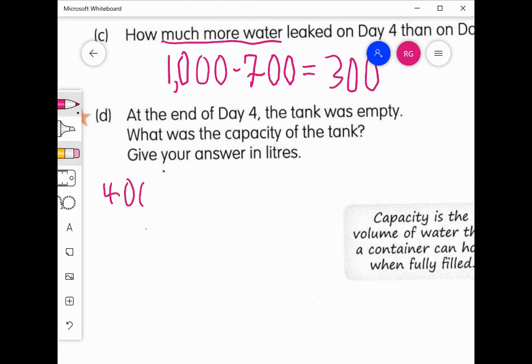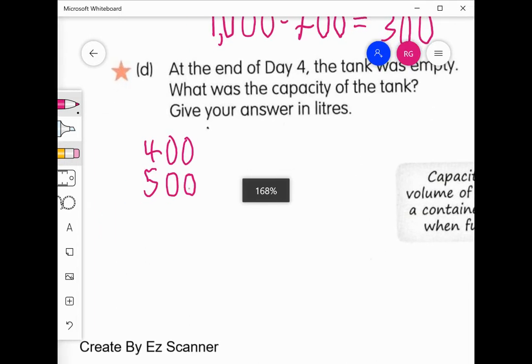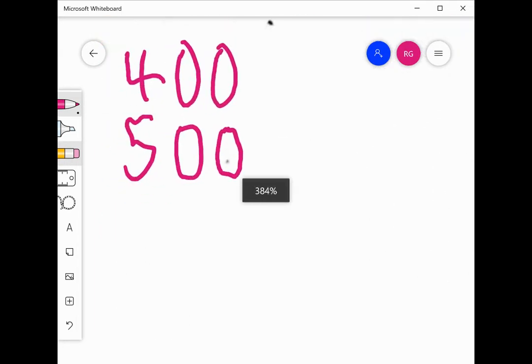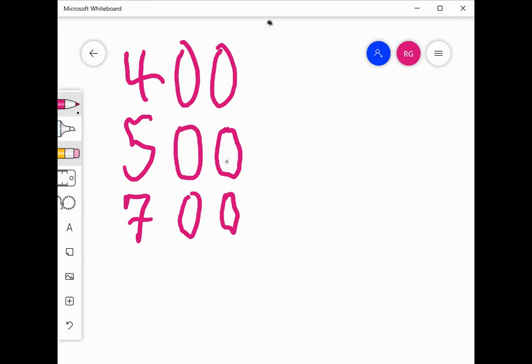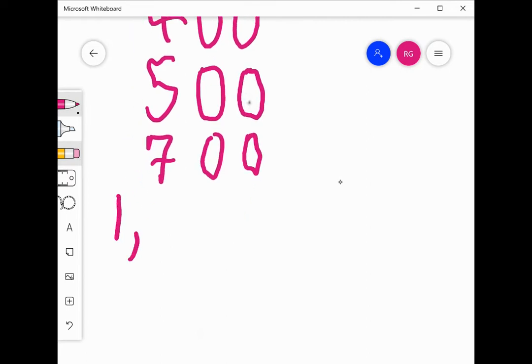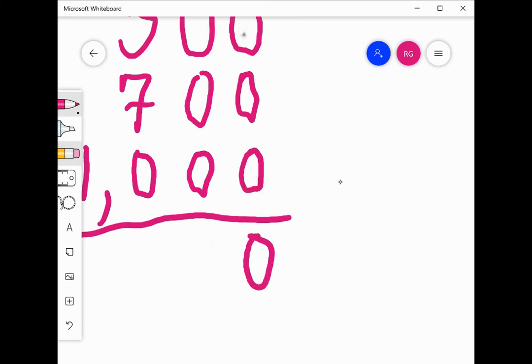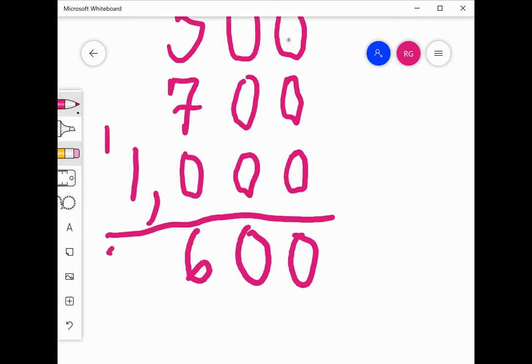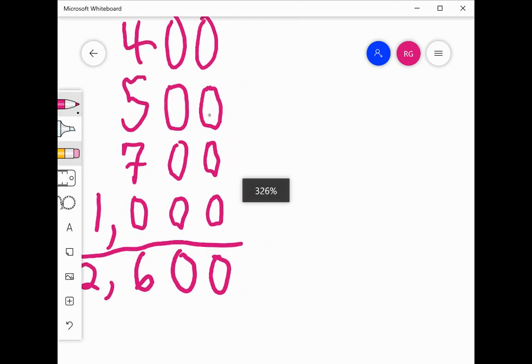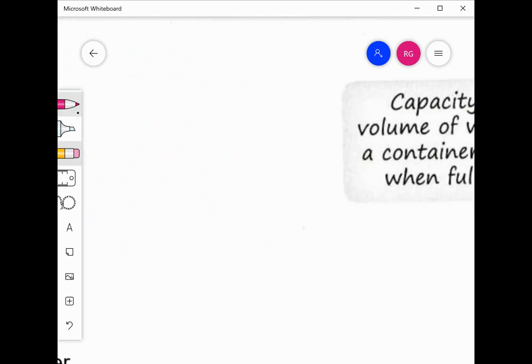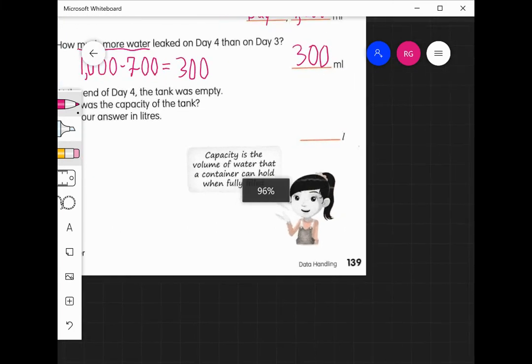So we have 400 plus 500. Try to line them up vertically a little better than me, perhaps. Then you could do 700 plus 1,000. That should bring us to the total. So I'm just going to add all of these up, and I should get to a grand total of 2,000, and this should be 16 here, I think. Carry my 1, and I should get 2,600. So we could say 2,600 milliliters.